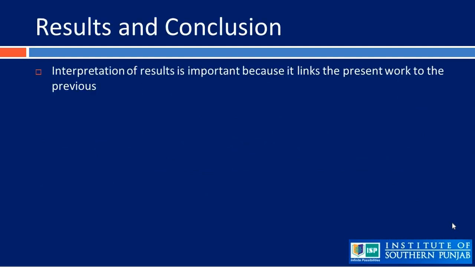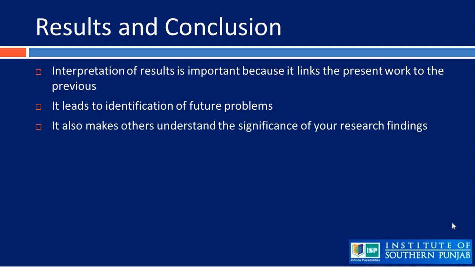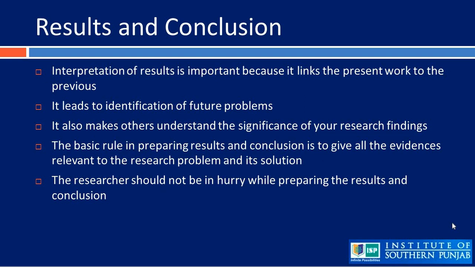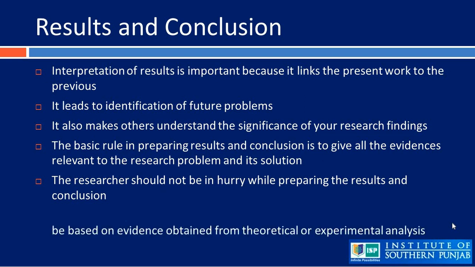Interpretation of a result is important because it links the present work to the previous. It leads to identification of future problems. It also makes others understand the significance of your research findings. The basic rule in preparing results and conclusion is to give all the evidences relevant to the research problem and its solution. The researcher should not be in a hurry while preparing the results and conclusion.